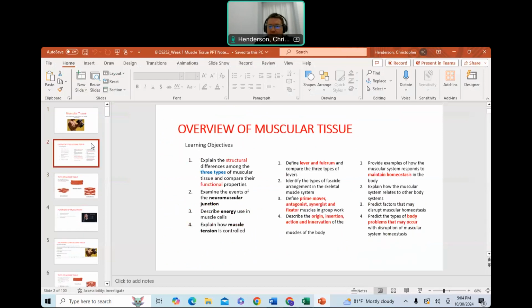So the first thing, here are some topics that they put on here. Explain the structural difference between the three types of muscular tissues and compare their functional properties.